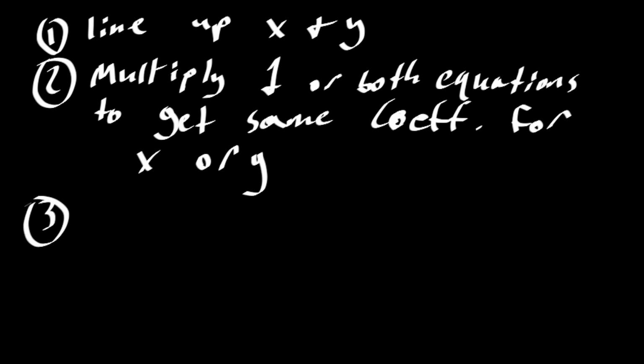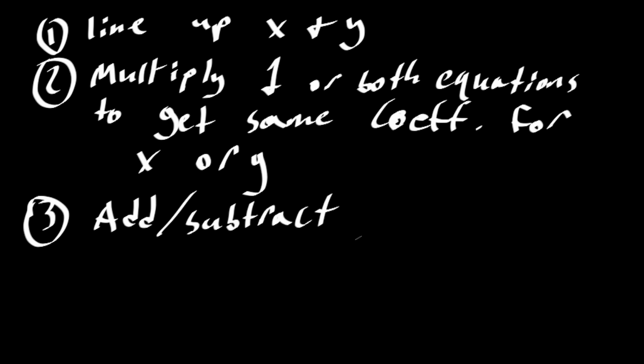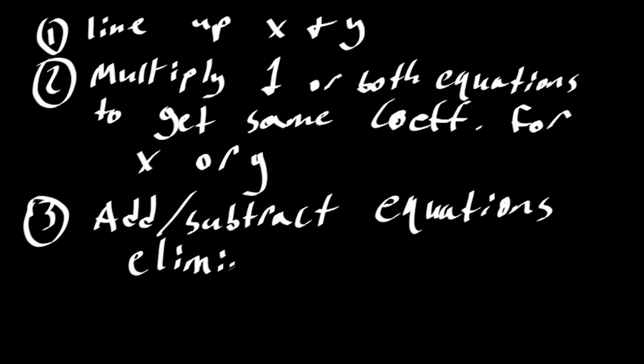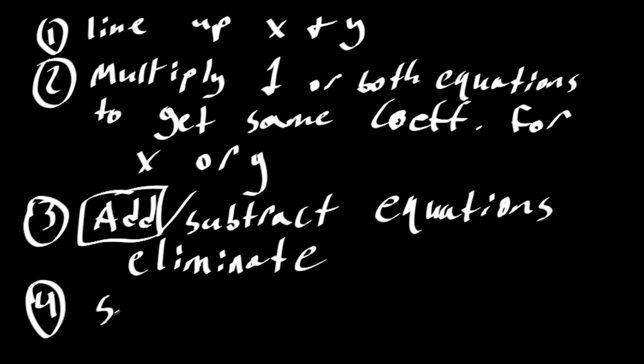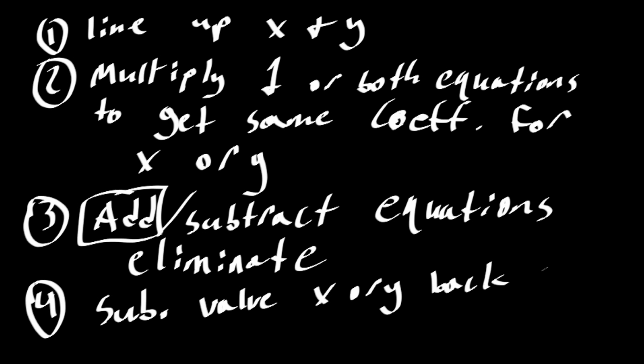All right, now the third step is we're going to add or subtract our equations, and it should eliminate a variable. So that's where the elimination actually happens. All right, and it'll make more sense once we actually do it. And I actually only add, but I'll show you a little trick for that step. All right, then the fourth step is we substitute. So I'll just say sub. So we sub the value for either x or y back into the original equation.